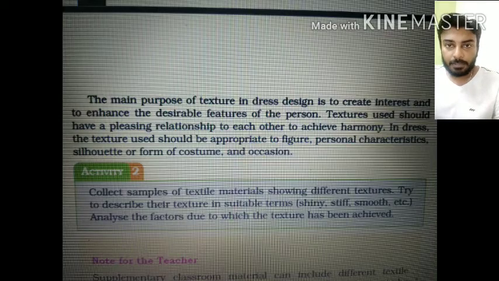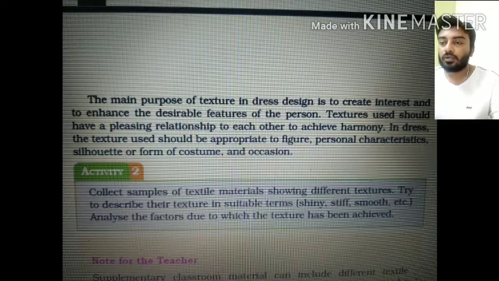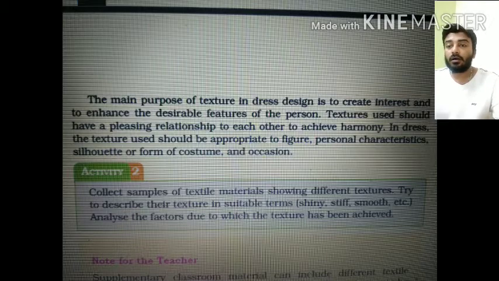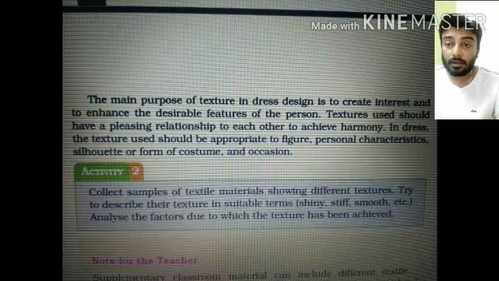Now next we will see the main purpose of the texture. The main purpose of the texture in dress design is to create interest and to enhance the desirable features of the person. The texture used should have a pleasant relationship to each other to achieve harmony. In dress, the texture used should be appropriate to the figure, personal characteristics, silhouette or the form of the costume, and occasion.